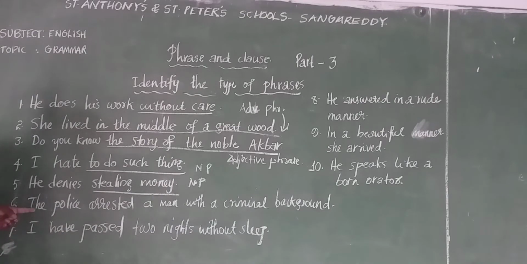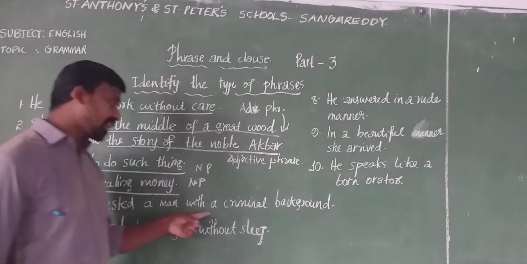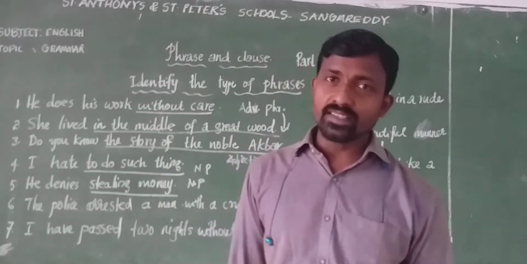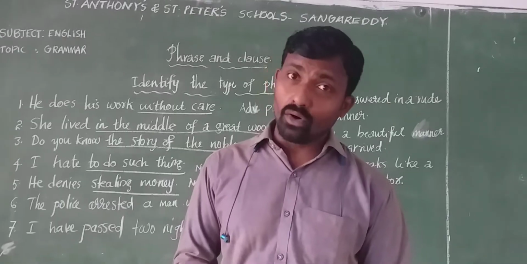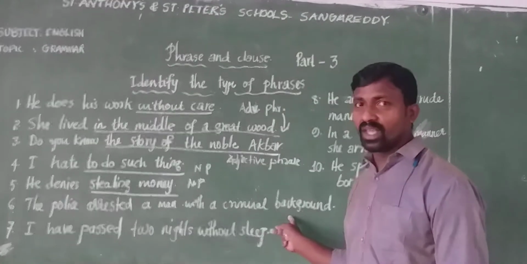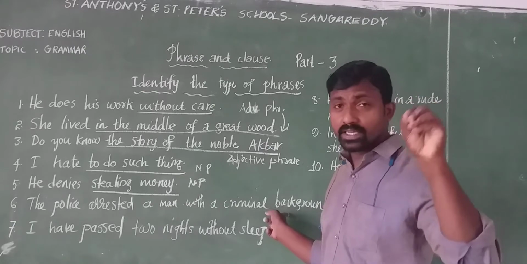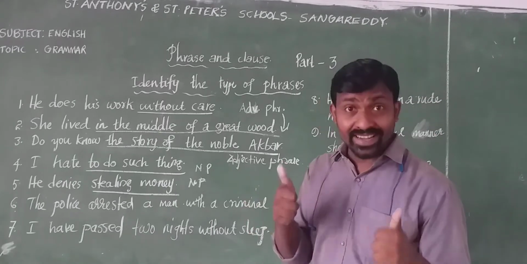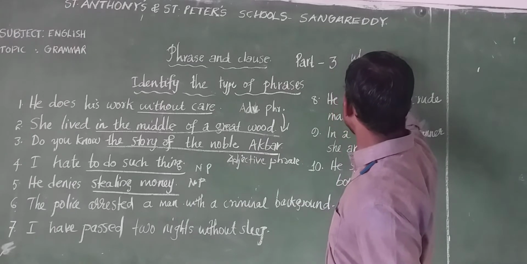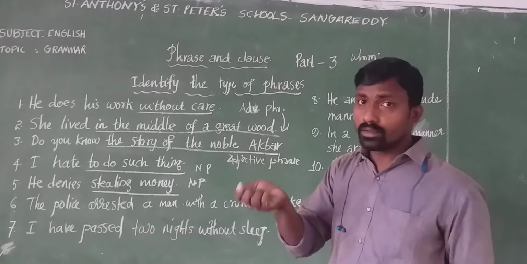Sixth question: the police arrested a man with a criminal background. In order to identify the phrases, by this time you might have formed some kind of keywords. From this it is very easy to identify. We are trying to describe a person. The police arrested whom? Normally if you get the answer for whom, it will be a noun, right? A person's name.